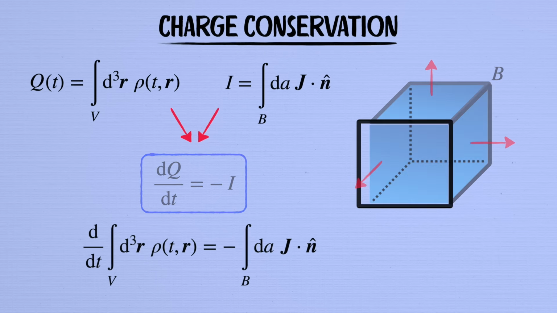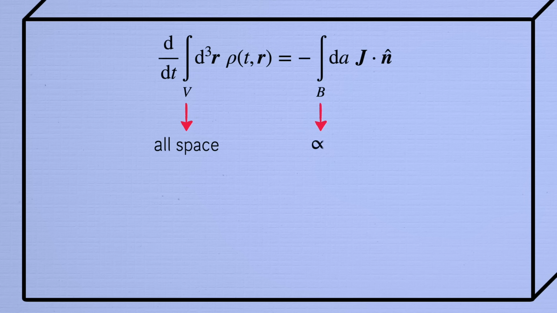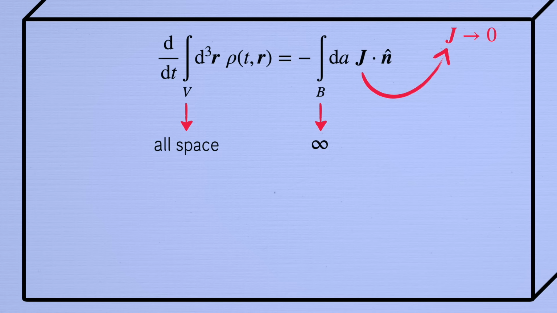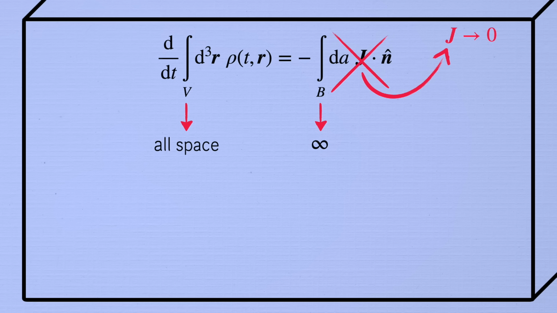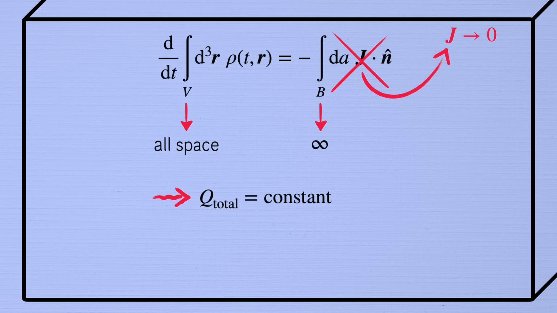If, in particular, we took V to encompass all of space, so that the boundary B is going to infinity, the current density had better go to 0 there in any physically reasonable setup, since there's nowhere left for the current to flow out to. Then the right-hand side vanishes, and this equation says that the total charge in all of space is a constant. That's the statement of global charge conservation.